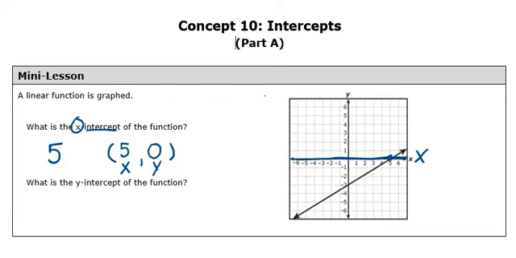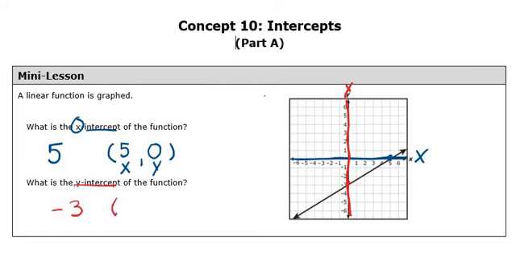Y-intercepts are very similar. As you can imagine, we need to look at the y-axis. And we're going to ask ourselves, where does our line intercept? Where does it cross the y-axis? Right there. You see? That's where they meet. That's where they cross. At -3. So -3 is the y-intercept.